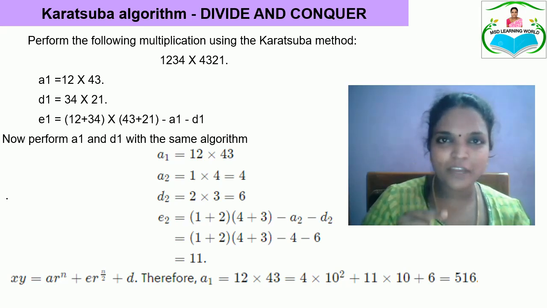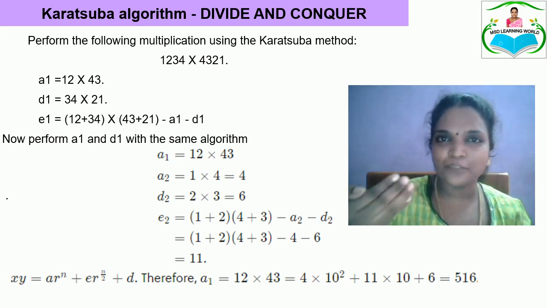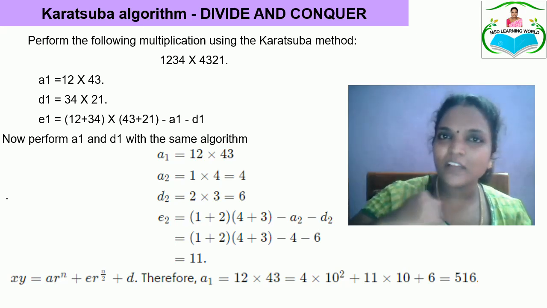So here we are going to find a1, d1 and e1, where a1 equal to higher value of x into higher value of y. So here the higher value of x is 12 and the higher value of y is 43. Similarly, d1 is lower value of x, 34, into lower value of y, 21. And e1 equal to higher value of x plus lower value of x into higher value of y plus lower value of y, minus a1 d1. Again you are dividing the x and y into higher value and lower value.